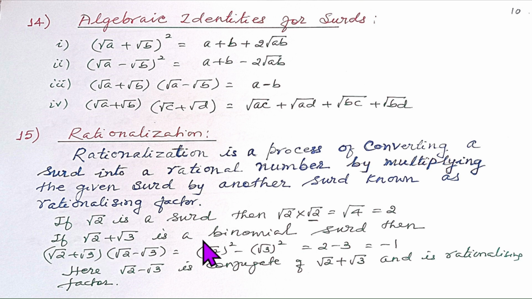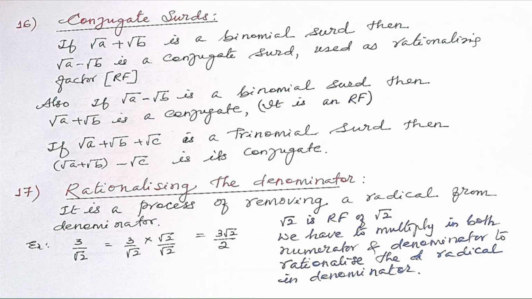If √2 + √3 is a binomial surd, then √2 − √3 is the rationalizing factor, and it is known as the conjugate of the given surd. If √2 + √3 is there, then √2 − √3 is the conjugate of this. If √2 − √3 is there, then √2 + √3 is the conjugate of that. So whenever we want to rationalize any binomial, we have to multiply it by its rationalizing factor, which is its conjugate. Now if √a + √b is a binomial surd, then √a − √b is the conjugate surd used as rationalizing factor. If √a − √b is a binomial surd, then √a + √b is its conjugate, which is also a rationalizing factor.